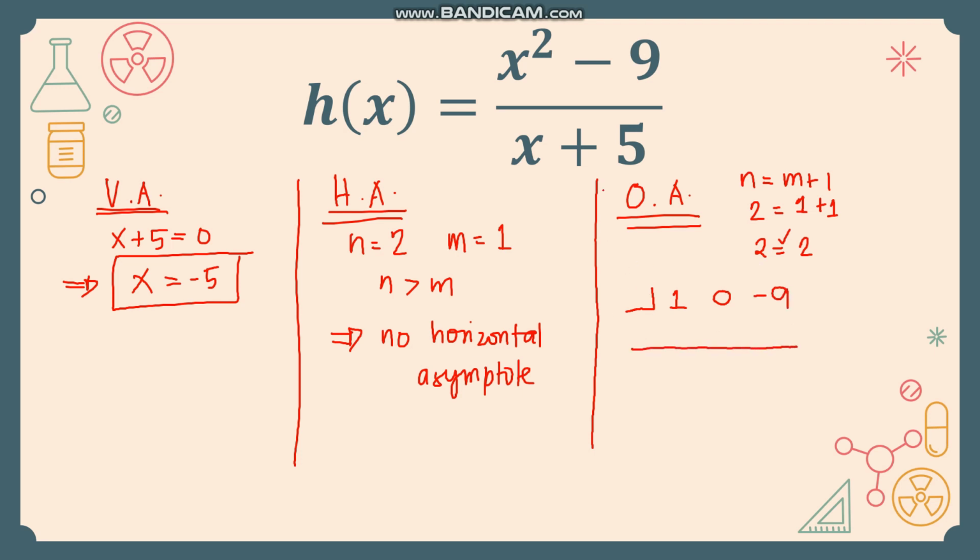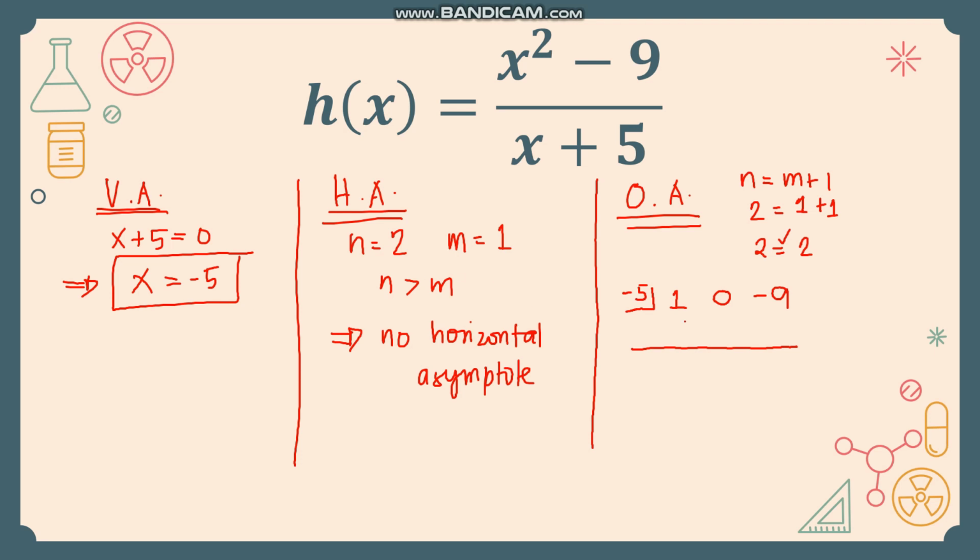And then we will divide it by the denominator. So that is x plus 5. You equate it to 0. Therefore, x will be equal to negative 5. Please recall how to do synthetic division because you will be needing it, especially with the oblique asymptote.